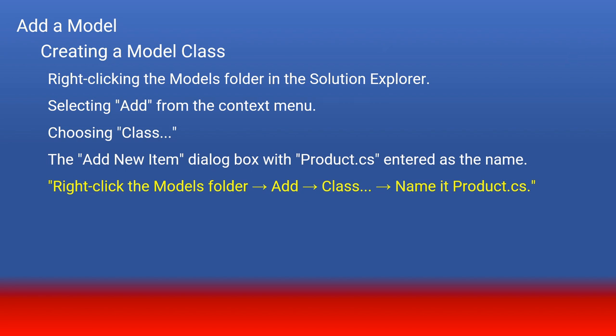A dialog box will appear. Name the class product.cs. It is a convention to name model classes with a .cs extension. Visual Studio will automatically create a file named product.cs in the Models folder.